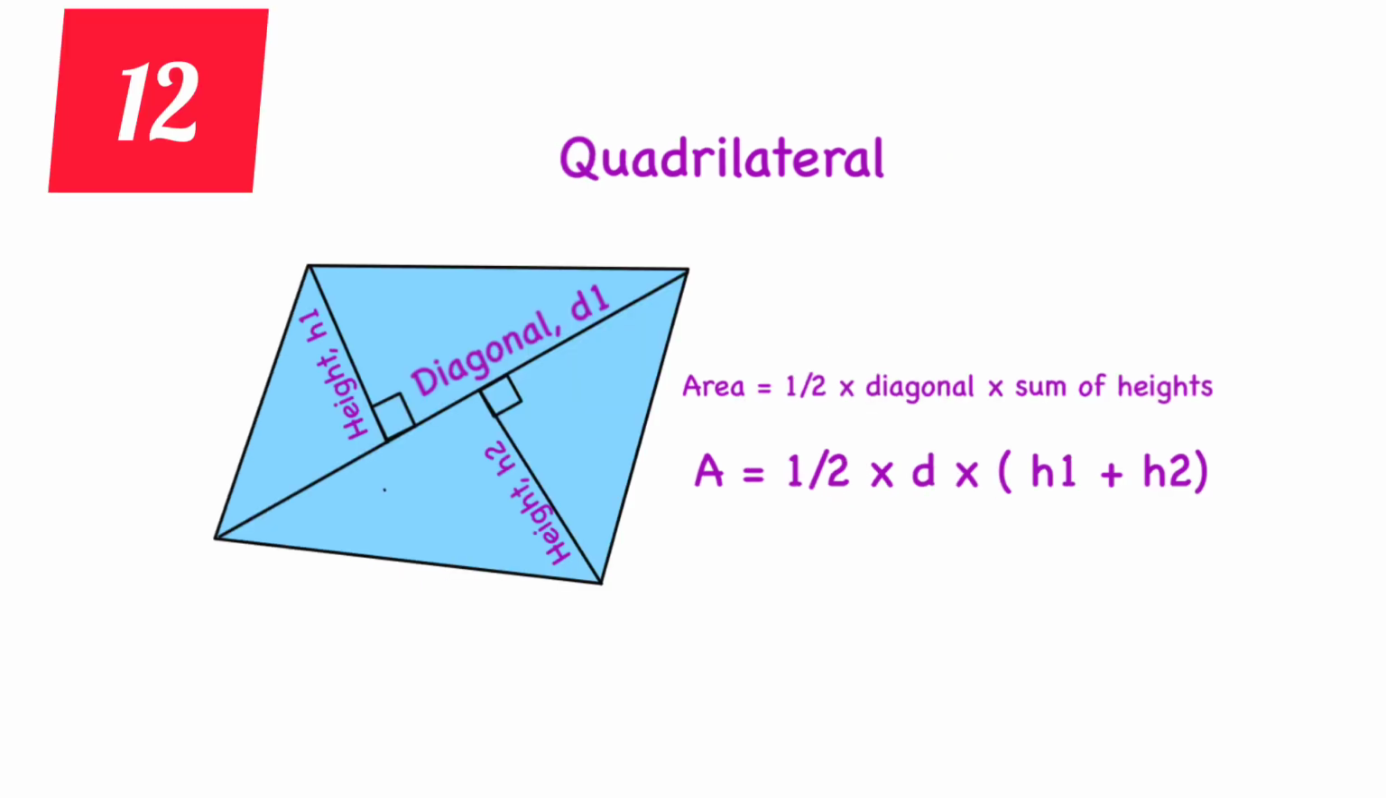A quadrilateral is a closed polygon with 4 sides. We can calculate its area by joining two opposite vertices with a diagonal and thereby dividing it into two triangles. The area of the quadrilateral is the sum of the areas of the triangles, giving us area equal to half of the diagonal multiplied by the sum of heights.